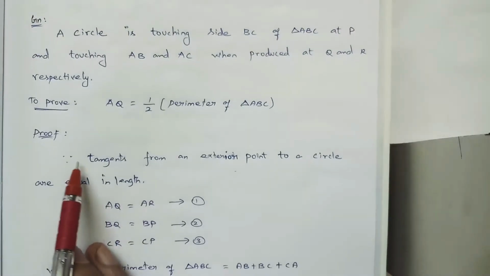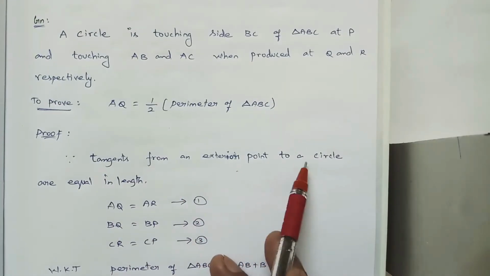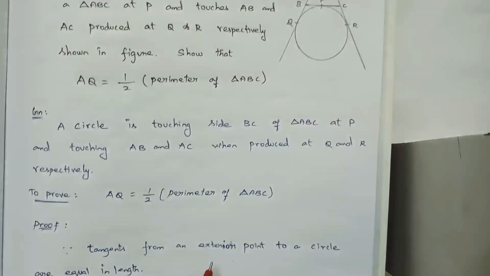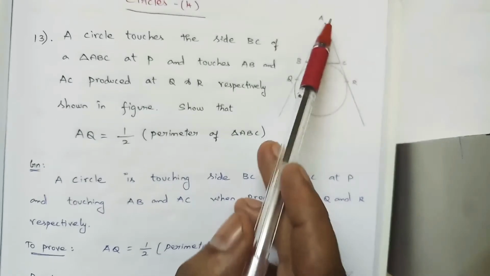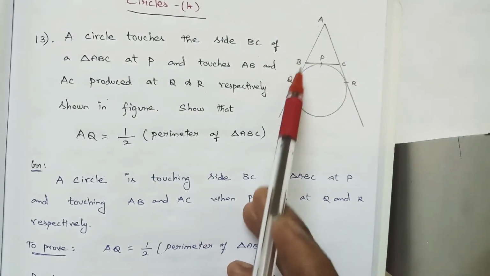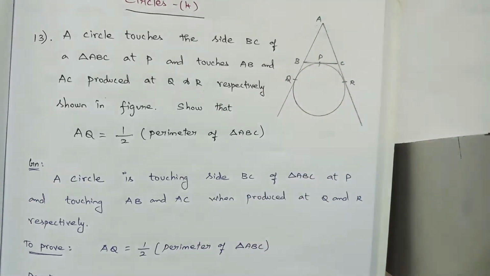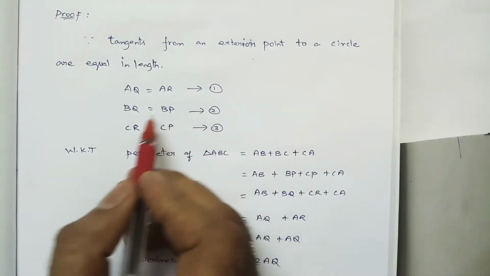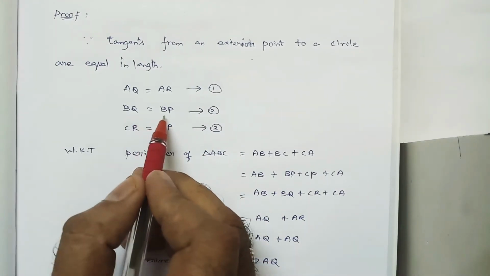Proof: since tangents from an exterior point to a circle are equal in length. What are the exterior points we are having? A, B, C are the exterior points. So AQ is equal to AR, BQ is equal to BP, and CR is equal to CP. So AQ is equal to AR, take it as equation number 1. From the point B, BQ is equal to BP.